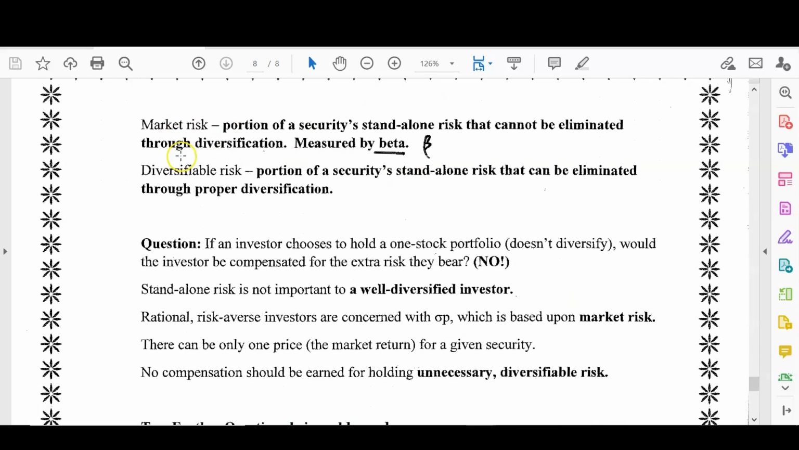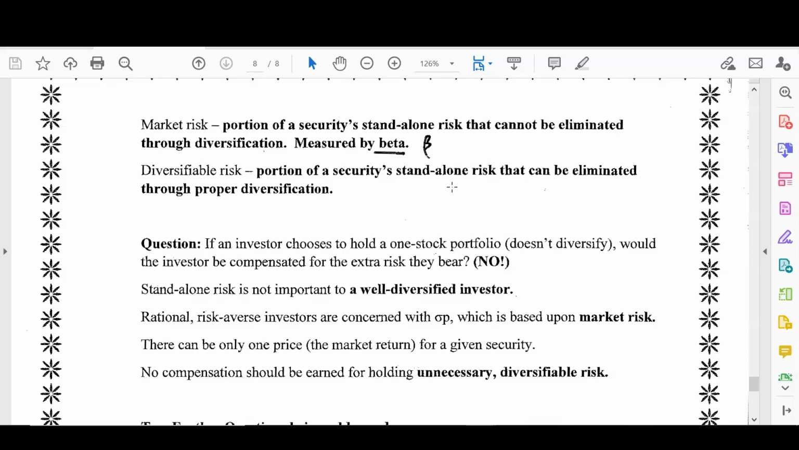Okay, market risk is the portion of a security's standalone risk that cannot be eliminated through diversification, measured by beta, and we're going to discuss it in class 3. Diversifiable risk is the portion of a security's standalone risk that can be eliminated through proper diversification. The upper part, it can go away when we add more stocks.